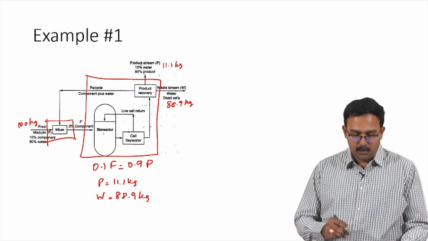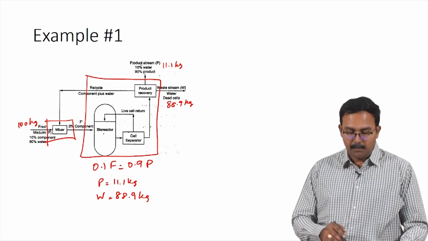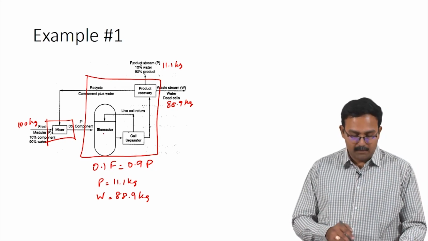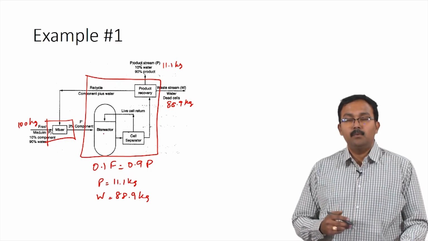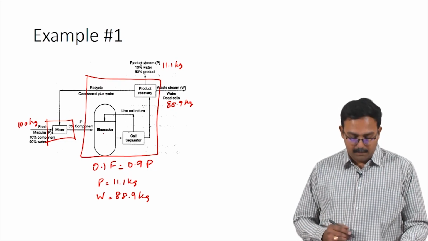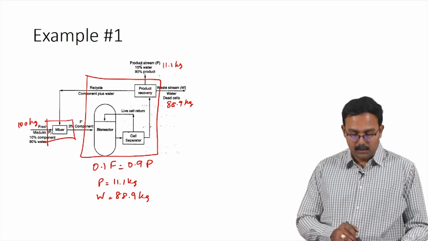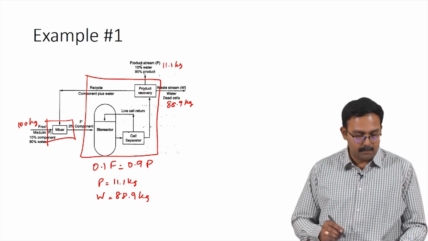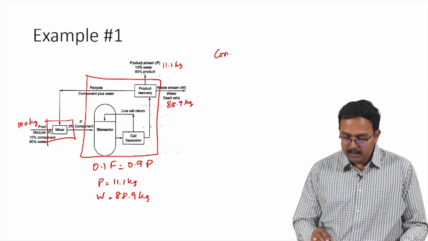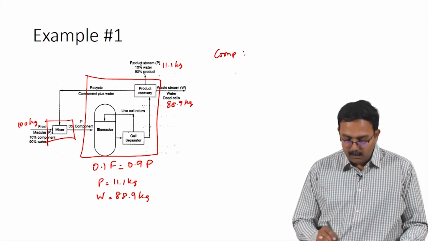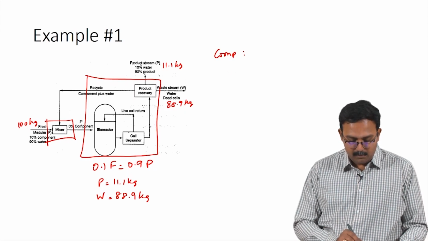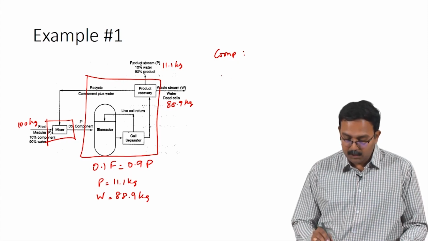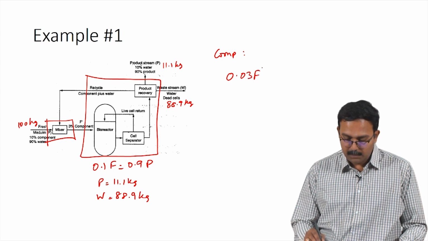We would not want to choose any other system because information about some of the streams which are engulfed inside this system would not be available for us readily. If we were to choose the bioreactor plus the product recovery unit as the system, our component balance can be written as, you have component coming in from the gross feed which would be 0.03 times F prime.